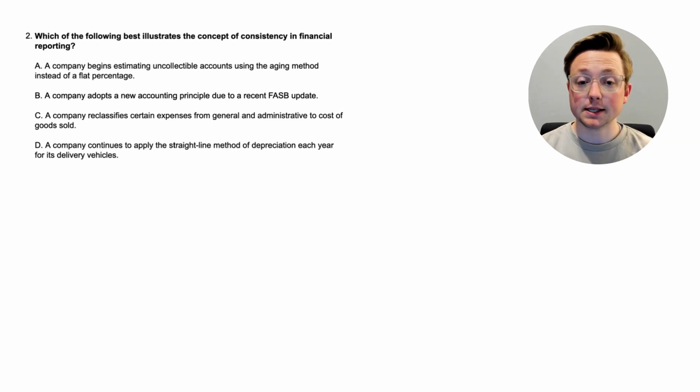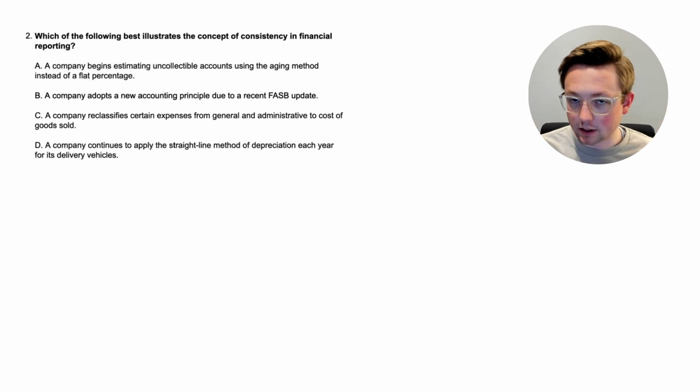Option A, a company begins estimating uncollectible accounts using the aging method instead of a flat percentage. Option B, a company adopts a new accounting principle due to a recent FASB update. Option C, a company reclassifies certain expenses from general and administrative to cost of goods sold. Or option D, a company continues to apply the straight line method of depreciation each year for its delivery trucks or delivery vehicles. So again, which of these best illustrates the concept of consistency?